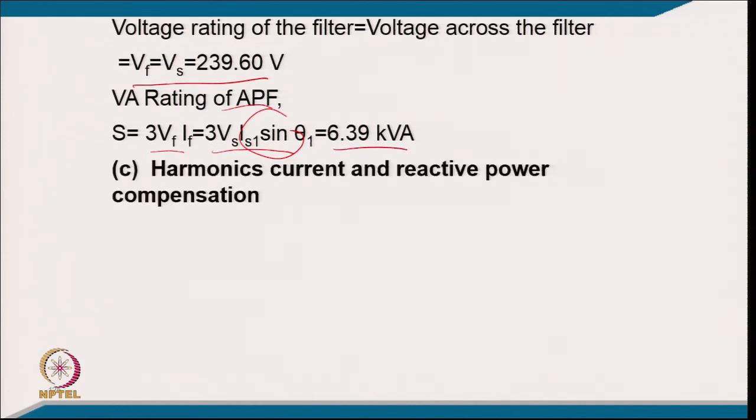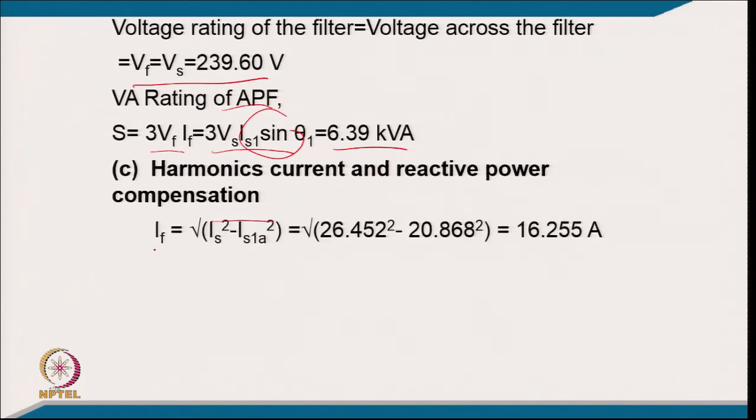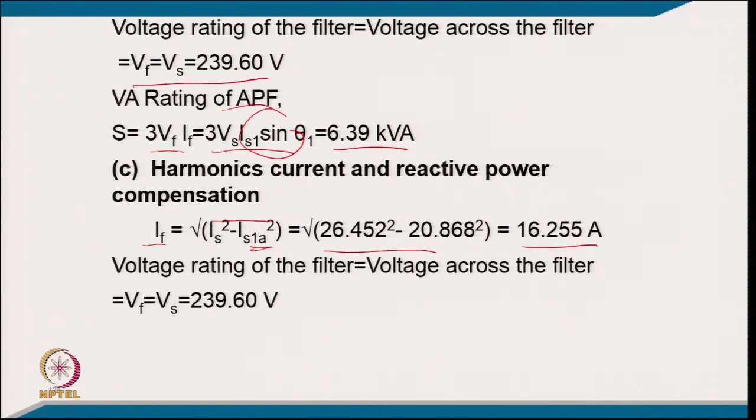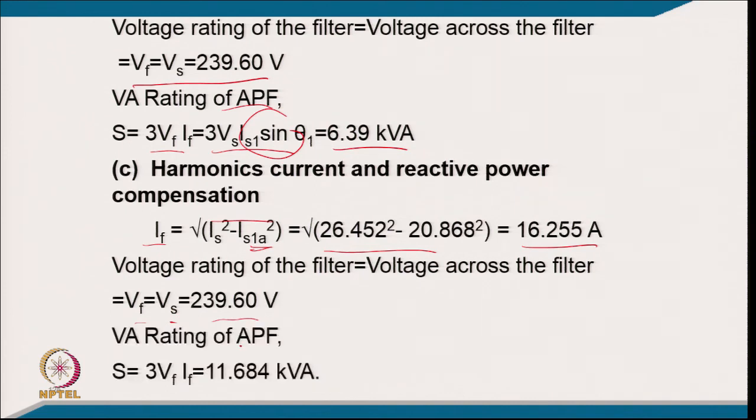If you want harmonic current and reactive power compensation both together, then we have to find the filter current from the active component of current. So, IS square minus IS1A square, putting in the values, it comes to 16.255 ampere, and the voltage rating of the filter is the voltage across the filter. So, that is Vf equal to Vs equal to 239.6 volt, and the VA rating of the filter will be 3 Vf IF, and putting in the values, it comes to 11.684 kVA.